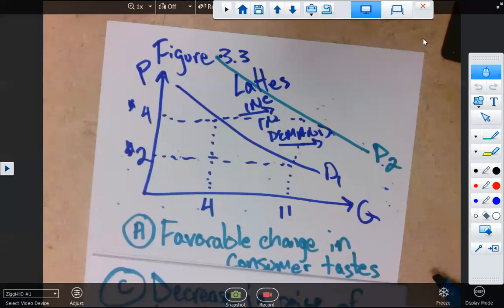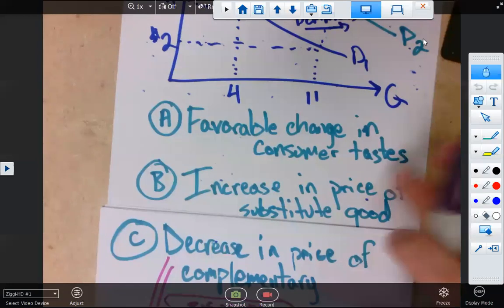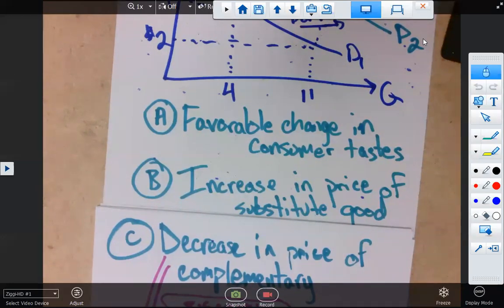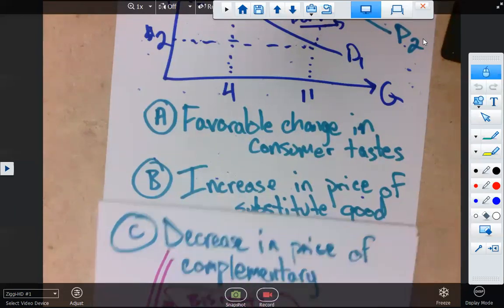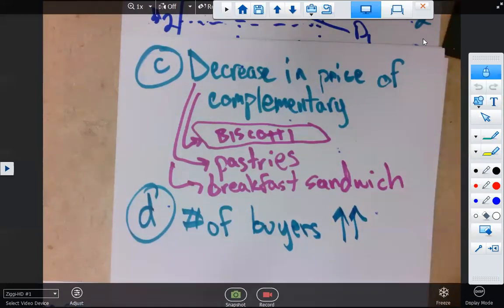So what are the other kinds of things that are going to increase the demand? So we had favorable change in tastes, increase in the price of a substitute, decrease in the price of a complement. What about if the number of buyers increases? So, buyers increases. This could be that the population has just grown. Or it could be that the areas where you're able to provide the service or the good have grown. And so just the number of buyers.